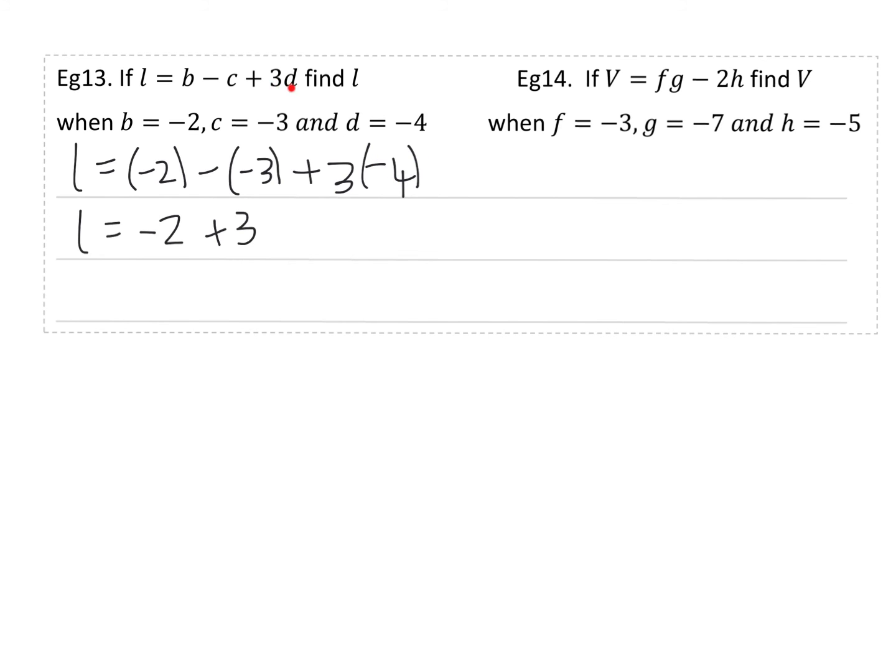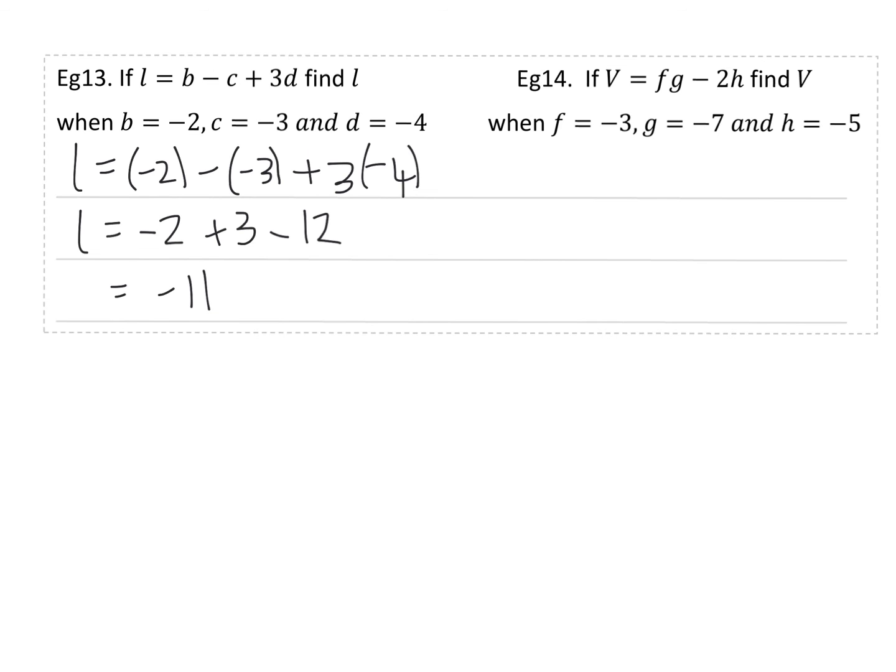Because remember, when we see it here, it's 3D, which means 3 times D. So it's 3 times minus 4. 3 times minus 4 is minus 12. And then we've got minus 2 plus 3 is 1. And 1 take away 12 is minus 11.